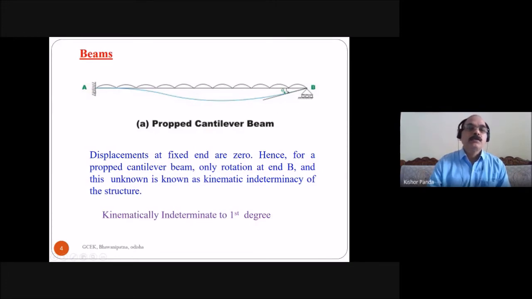Here you see due to this fixed end, there are three reaction components: one horizontal reaction, one vertical reaction and one moment. Due to these three reaction components, no displacement takes place at the fixed end. There is no horizontal displacement, no vertical displacement, and no rotational displacement. The vertical and horizontal displacements are called translation displacement, and the rotational displacement is rotation. So three displacements do not take place at the fixed end.